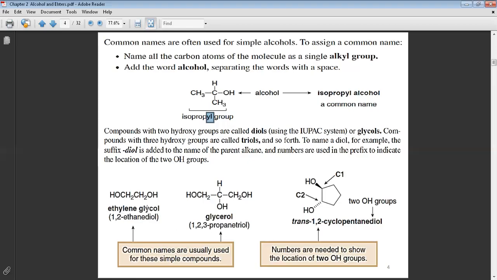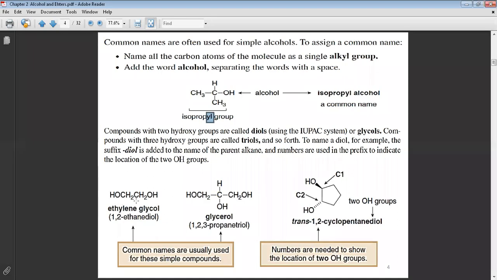Look here, ethylene glycol. This is the common name, or commercial name. Ethylene, not ethane glycol, because we remove 1 hydrogen from the ethane and put OH here, and also remove 1 hydrogen and put OH here. It will be like ethylene.